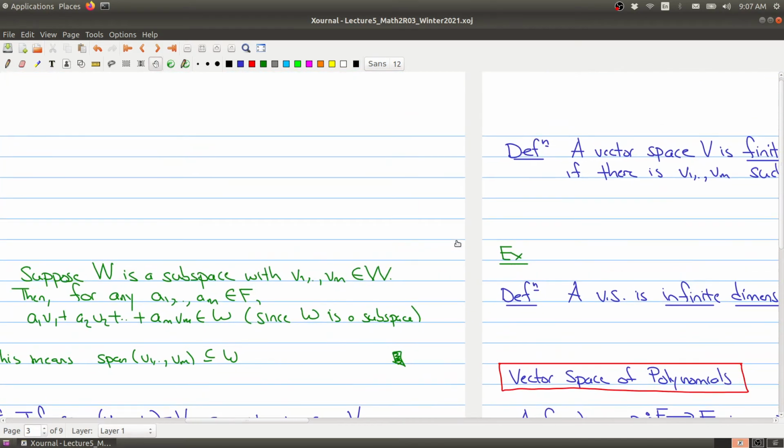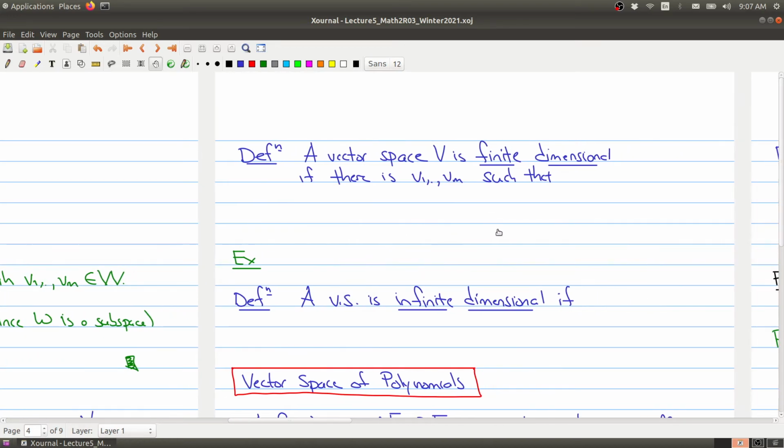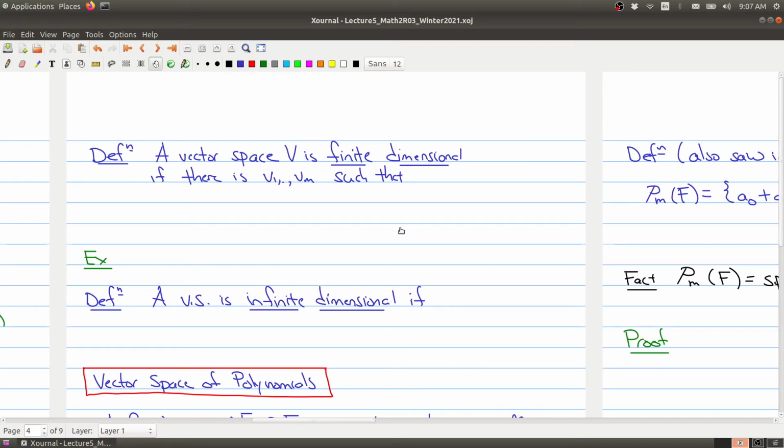So now that we know what it means to span a vector space with a collection of vectors, we can talk about a vector space being finite dimensional. What it means for a vector space to be finite dimensional is that there's a finite collection of objects, V1 through Vm, such that they span the whole space. Okay, so you can find a finite list of elements, V1 through Vm, that span the whole set. And when that's the case, we say that V is finite dimensional.